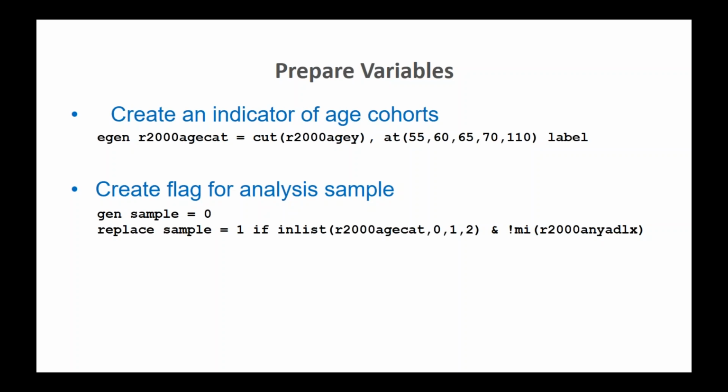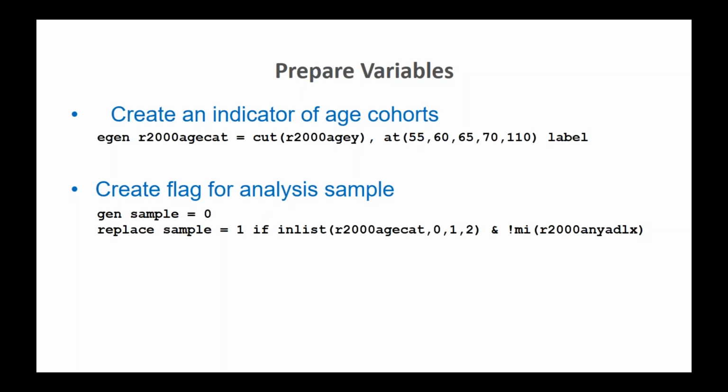And then we're going to create a flag for our analysis sample. This will be helpful because then we can just say, remember the people who are in our sample here. So the people that we're going to include are people with the age categories of 0, 1, or 2. So these are people who are 55 to 69, so those 3 age groups. And people who don't have a missing value for the variable that we're really considering, which is R2000 INI ADLX.